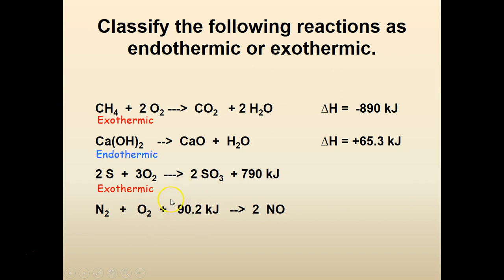In the final reaction, we're taking heat and we're putting it into the reactants. So the reactants are absorbing that heat. We're putting it into the chemical reaction. And then we're finishing with a new product. So if it's absorbing the energy, that would be endothermic.